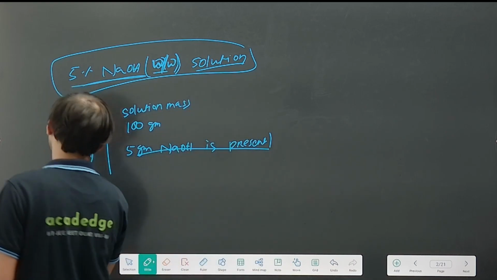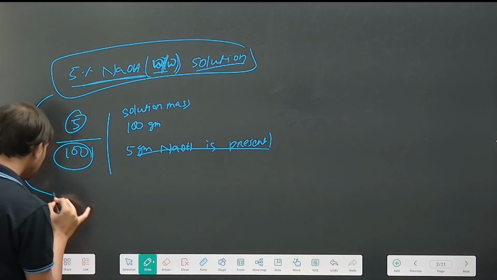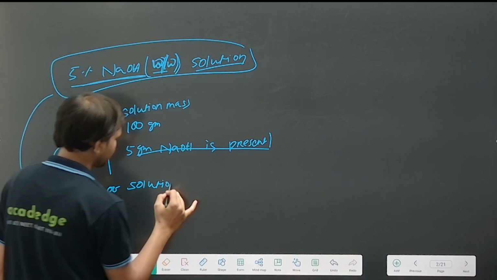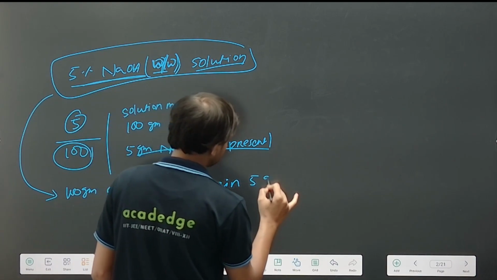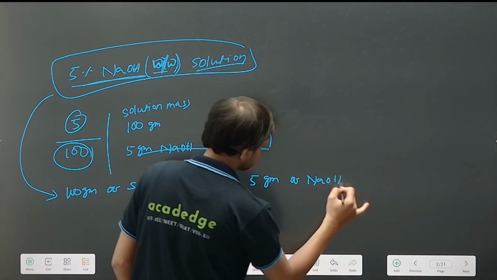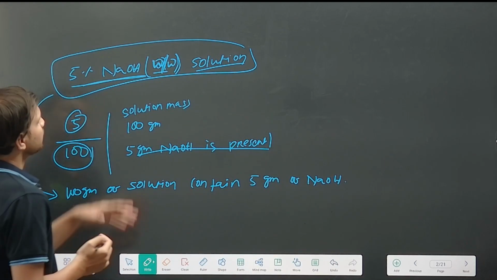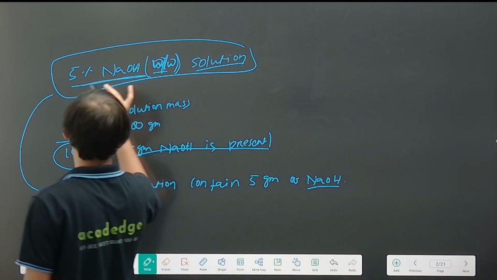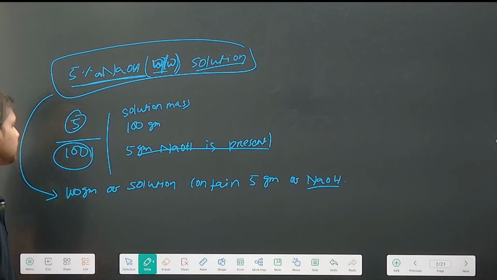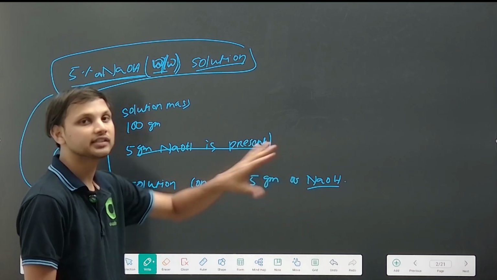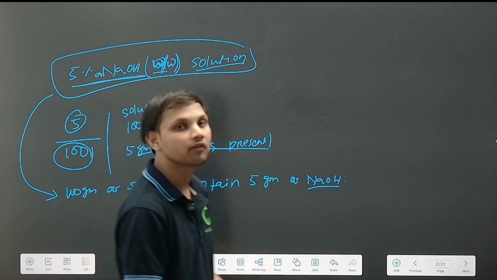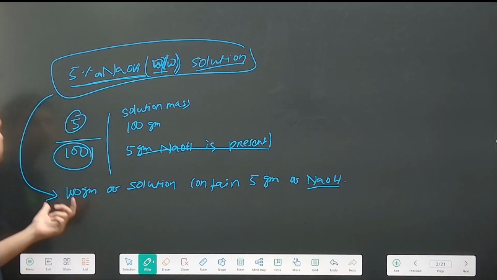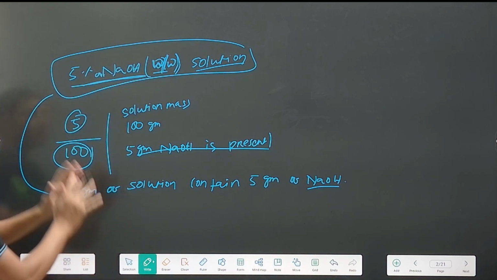So I can easily say that 100 gram of solution contains 5 gram of sodium hydroxide. The sodium hydroxide is the solute, and the rest of the part will be the solvent. If I say 5% aqueous NaOH, it means the weight of NaOH is 5 gram, and then the water must be 95 gram. So 95 gram of water and 5 gram of sodium hydroxide are mixed together to give an aqueous solution of 100 gram mass.